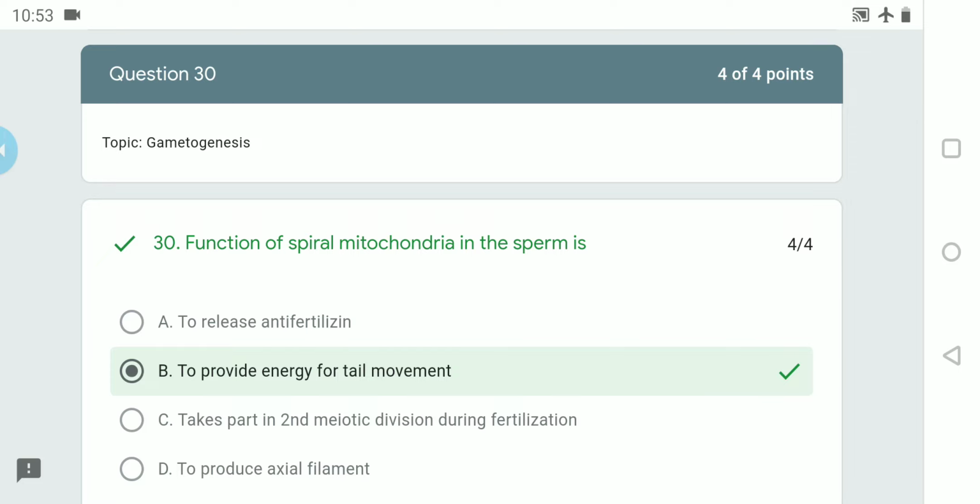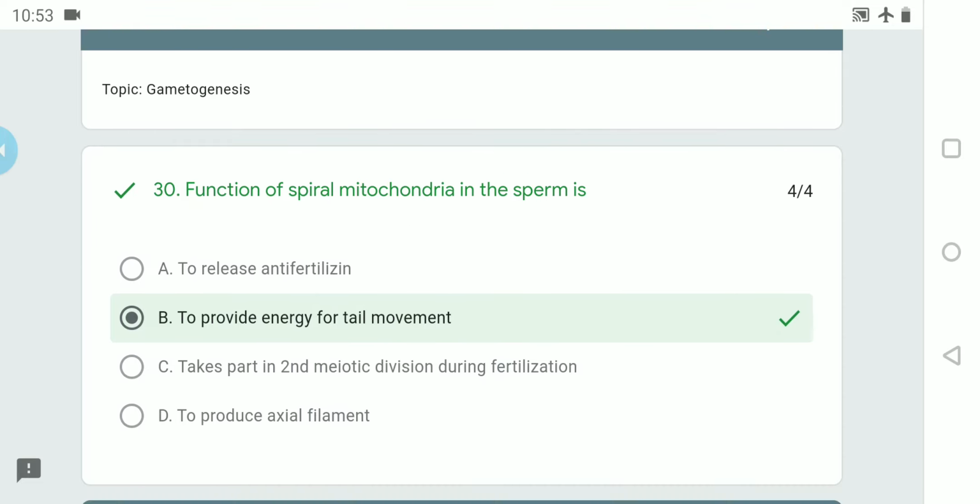Next question, 30. This question is also related to gametogenesis: the function of spiral mitochondria in the sperm. While we were discussing the structure of the sperm, you must have observed the mitochondria in the middle piece. Do you observe that one? Yes. So the function of the spiral mitochondria in the sperm is that it provides energy for tail movement, that is undulating movement.